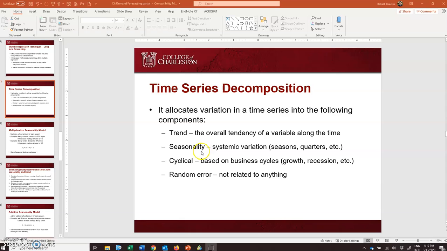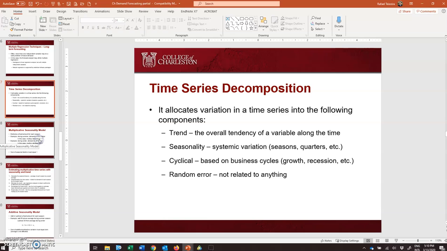And then we have some variability associated with systemic variation, for example, due to seasons or quarters. And then we have variability that is due to the business cycles like growth and recession. And finally, we have some variability that is not related to anything, which we call random error.